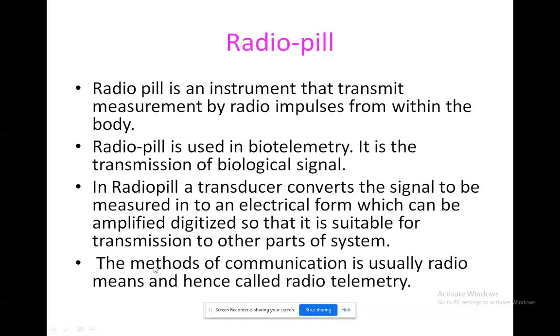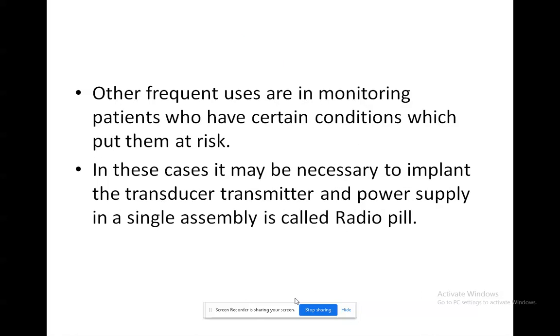The method of communication is usually radio, hence it is called radio telemetry. So with the help of the radio signal only. This radio signal is nothing but the radio frequency range used for transmitting the signal. That's why it's called the radio telemetry system. The radio frequency range of 3 to 300 megahertz will be covered.